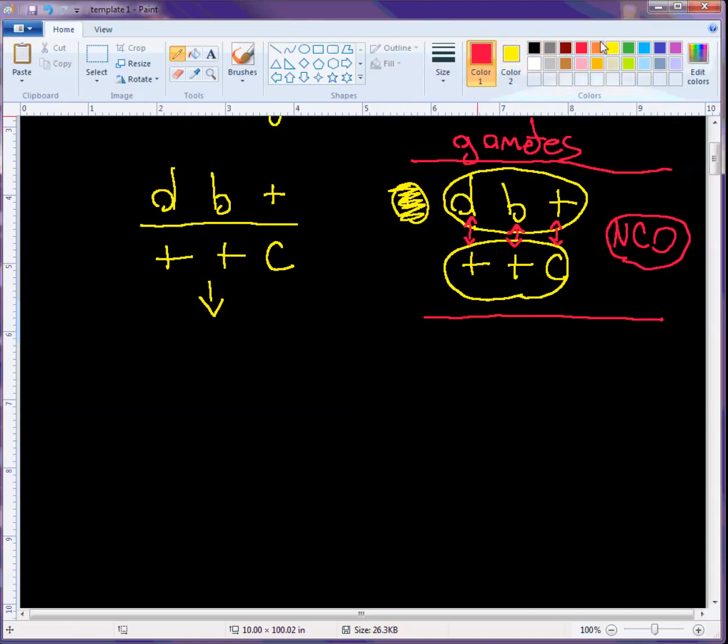So now let's look at what happens when we get a single crossover at this position right here. What we need to do is move this C up here and this plus down here. So when we move the C up, we end up with the genotype D, B, C, and plus, plus, plus.